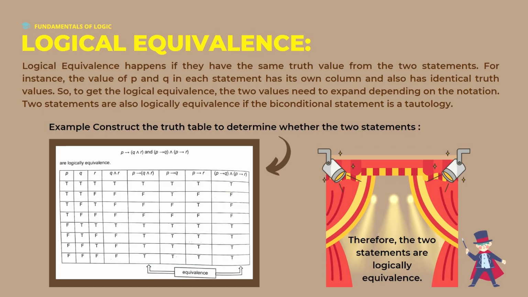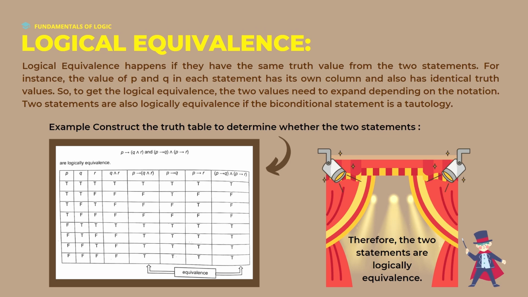The next is logical equivalence. Logical equivalence happens if two statements have the same truth value. For instance, the values of P and Q in each statement have their own column and also have identical truth values. So, to get the logical equivalence, the two statements need to be expanded depending on the notation. Two statements are also logically equivalent if the biconditional statement is a tautology.